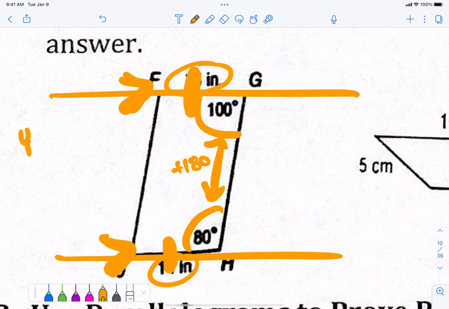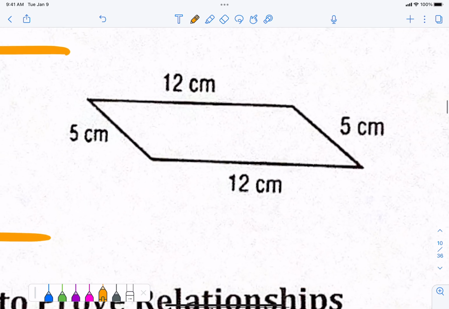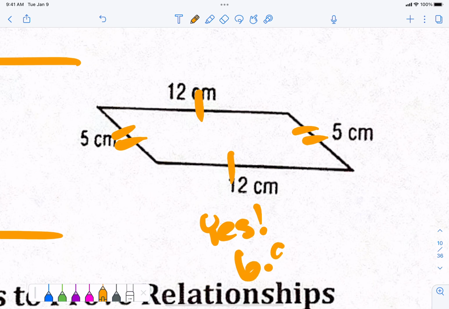So yes, this is a parallelogram by which theorem up above? 6.12. We're going to put that in there. So yes, by theorem 6.12, we know that it's parallel and congruent. It wasn't marked, but from the information given, we can conclude that. All right, the middle one's the easiest one. Is that a parallelogram? Yes. This is the same as this, and this is the same as that. It's a parallelogram because of 6.9, the very first one we did: the opposite sides are the same.